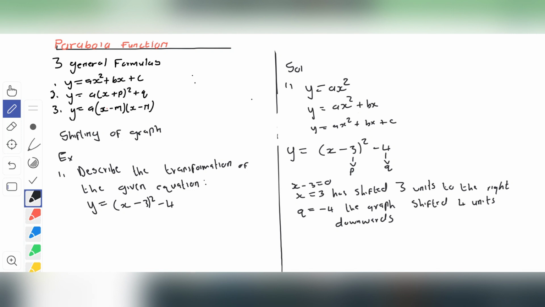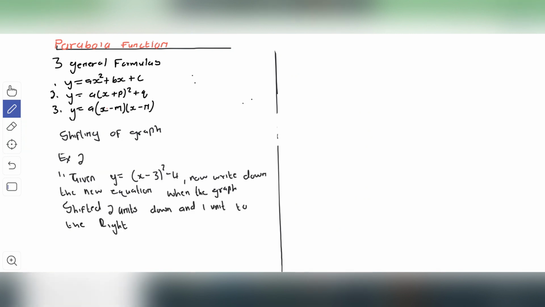Now, I would like to erase here first so that you can understand it. Okay guys, here's the question. Given that y = (x - 3)² - 4, the question says: write down the new equation when the graph is shifted 2 units down and 1 unit to the right.